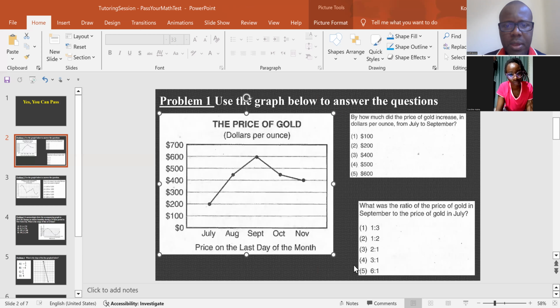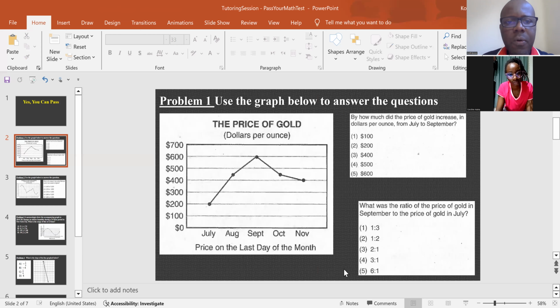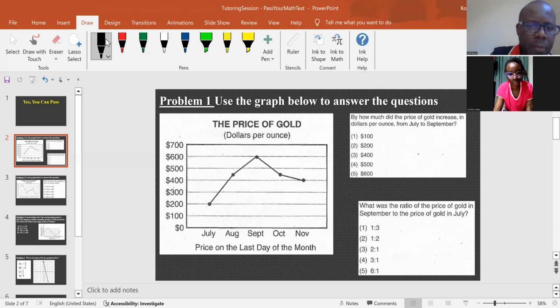Based on the graph, this is the price of gold, in dollars per ounce. This is telling you that if you take, for example, July, the price is 200. How do we know that? Because there is a point here, and the price value related to that point is 200. So in July, we have $200.